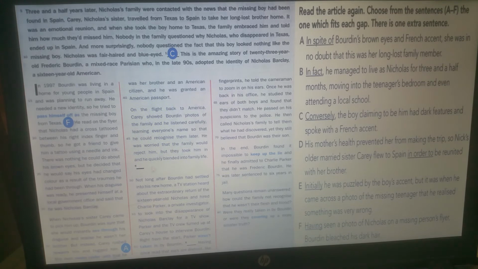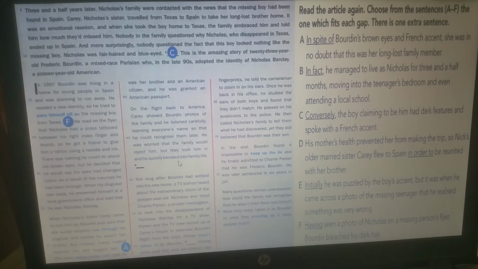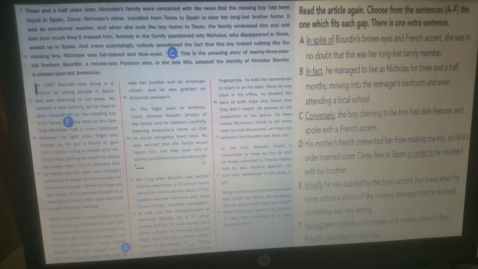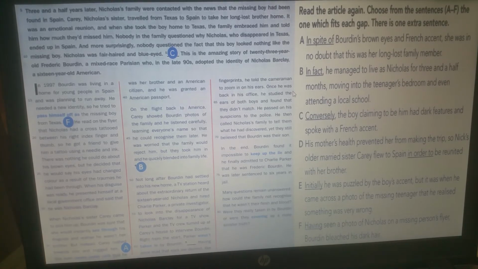Number 4. He was worried that the family would reject him, but they took him in and he quickly blended into family life. So, what have you put here? B. In fact, he managed to live as Nicholas for 3.5 months, moving into the teenager's bedroom and even attending a local school. I guess that was really easy to find because since he blended into family life, he managed to live as Nicholas. He continued the life of Nicholas.